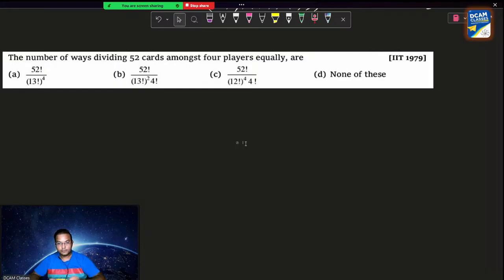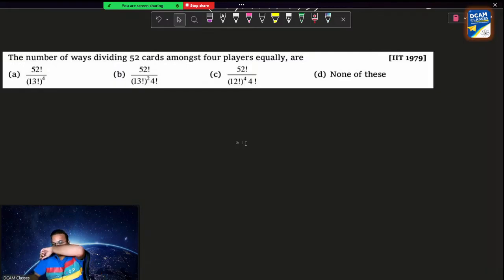So option B. No, they're saying it's A. Why did you divide by 4 factorial? In VMC they gave a formula for equal division. It was written that when we have equal division, we have to divide by the factorial of the number of equal groups. This is done when the groups are exactly the same.